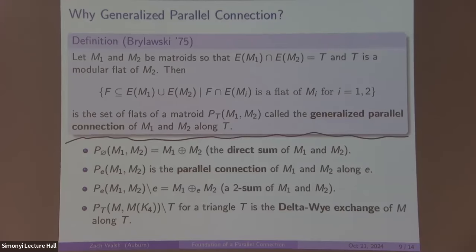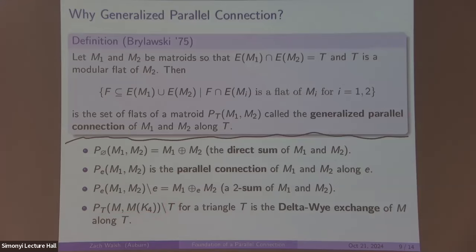So if you do this parallel connection and then you delete the common element E, this is called a 2 sum of the matroids M1 and M2. It's also very important. And then one interesting one is if I take my second matroid to be the graphic matroid of K4, the complete graph, and I do this generalized parallel connection along a triangle T, and then delete the triangle. This is a pretty important operation called the delta Y exchange of M along T.